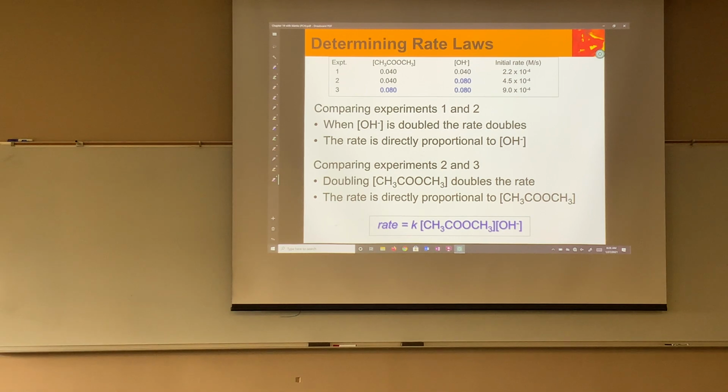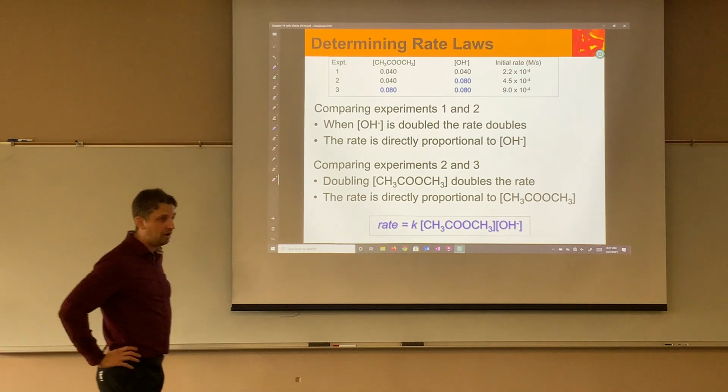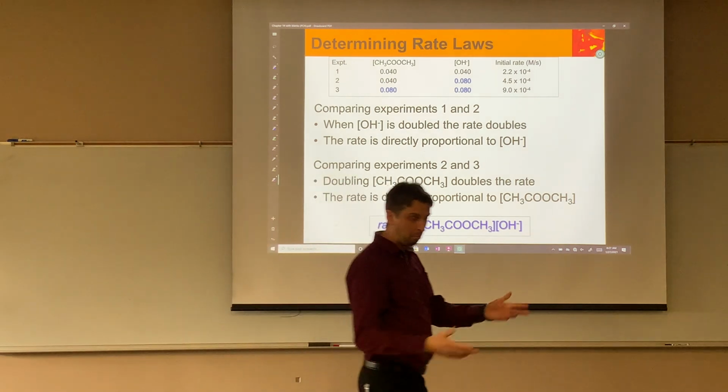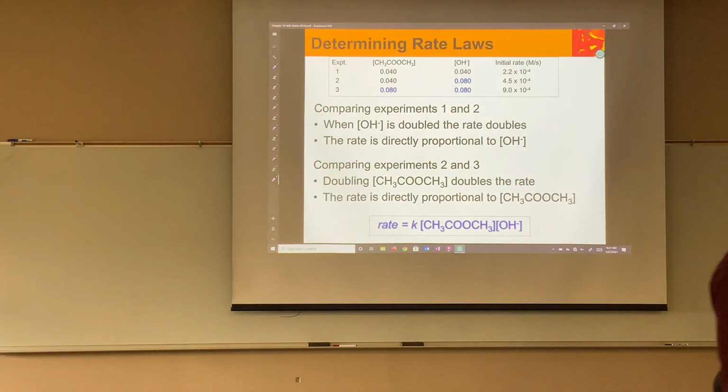So let's take a look at this. Let's do a little visual inspection. If I take a look at experiments 1 and 2 there, I double the concentration of hydroxide, and what happens to my rate? It doubles also, right? So what does that tell you? If I double a concentration, I double my rate. What's the relationship between concentration and rate then? Proportional. Yeah, they're directly proportional. If I double one thing, it doubles the other. Got it?